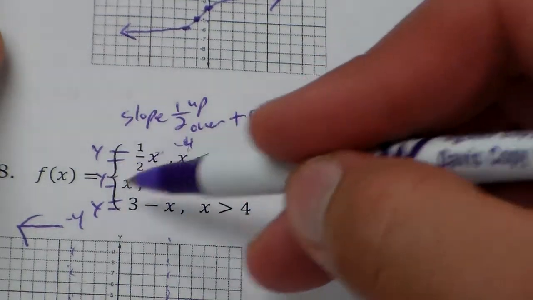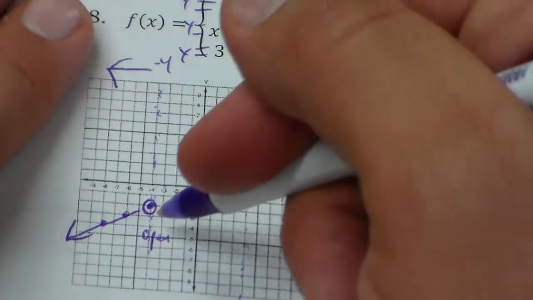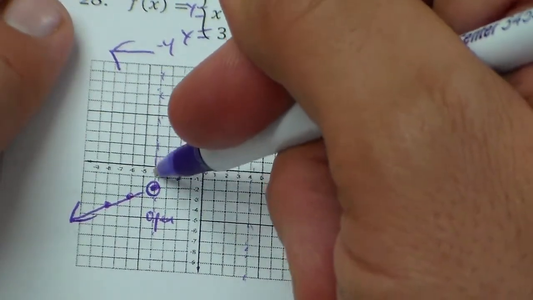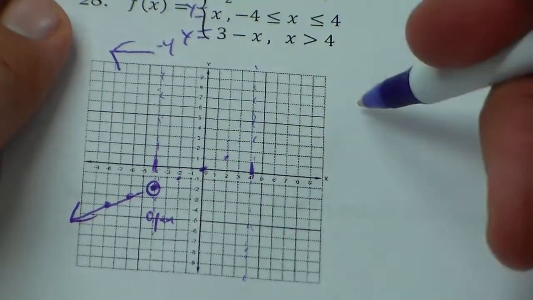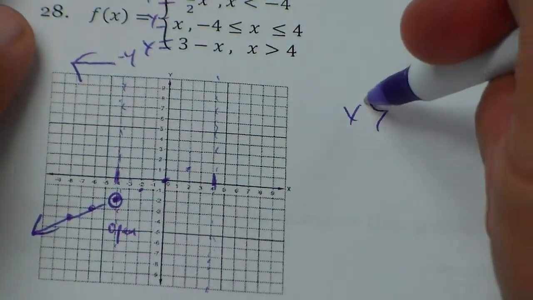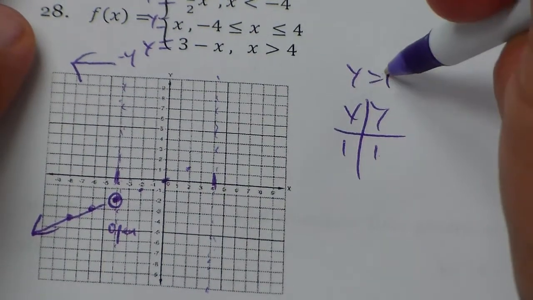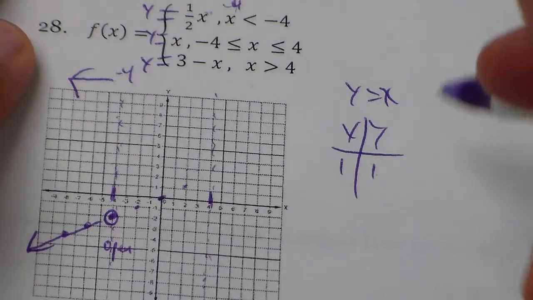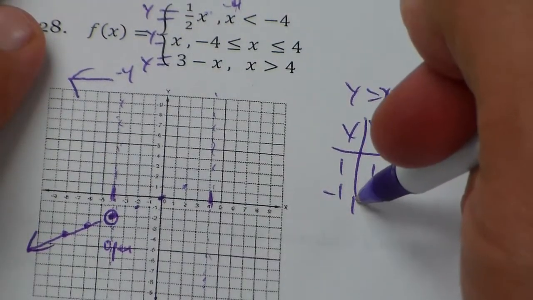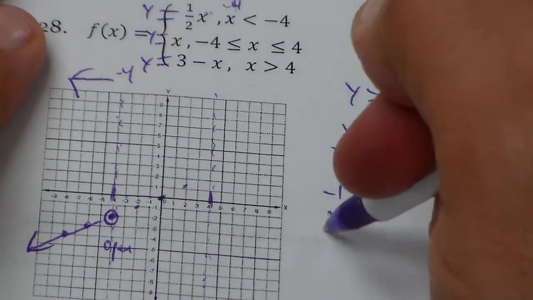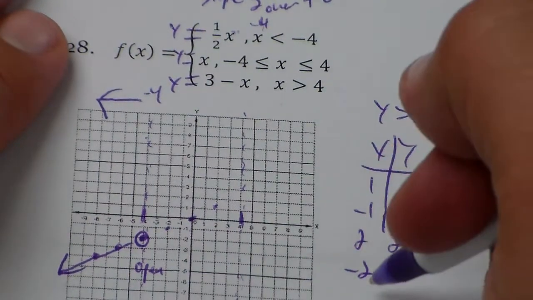The next one is just going to be y equals x from negative 4 to 4. So now we're going to go from negative 4, which is right here, to 4, which is right here. But we're going to use the line y equals x. So what is y equals x? Plug in 1 for x, you get 1 for y, right? You can do an xy chart if you want to. Put in a negative 1 for x, you get a negative 1 for y. Put in a 2, 2, negative 2, negative 2. So just plot those dots all the way to 4.